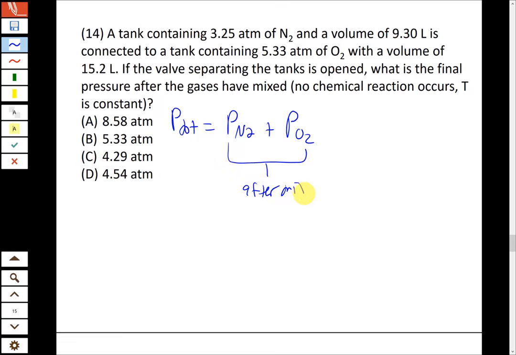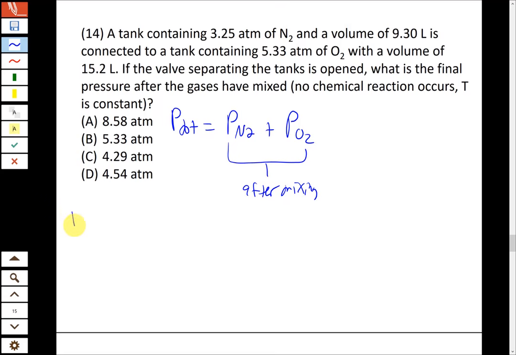Before they mix, we know that the pressure of nitrogen is 3.25 and the pressure of O2 is 5.33, but we can't just add those together because once we mix them together, the volume changes. And when the volume changes for each gas, their partial pressures are also going to change. We have to figure out what those are first.